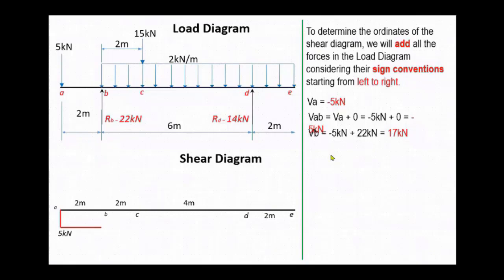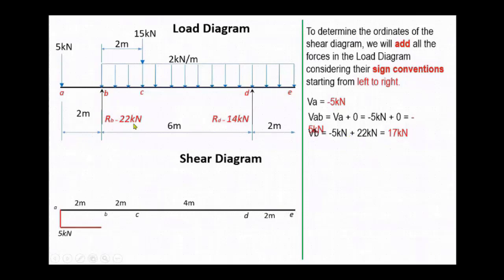Now, at point B, we call it V sub B. So V sub B equals V sub AB plus the external loading at point B. So negative 5 kilonewton plus 22 kilonewton, since it is upward.